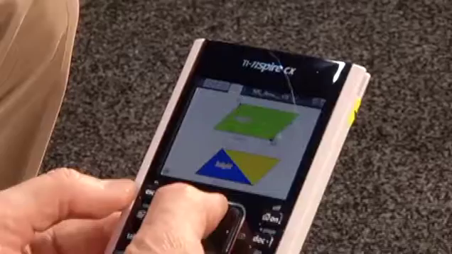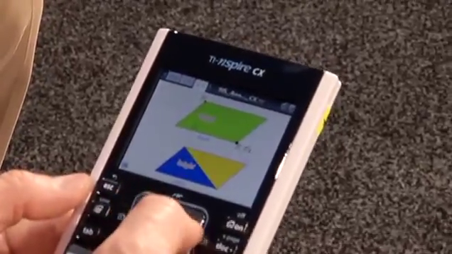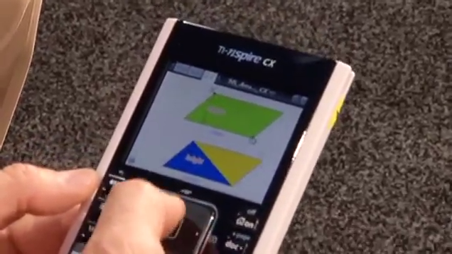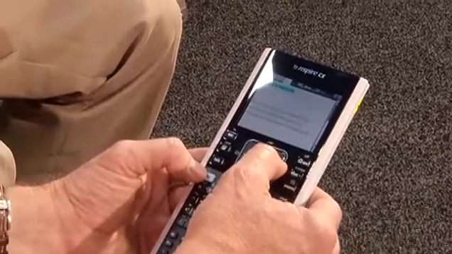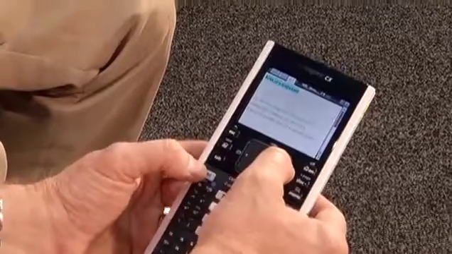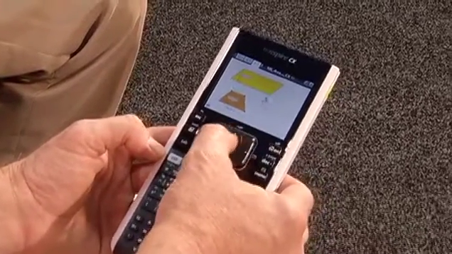I can even grab this point B right here on this parallelogram and pull it, and notice that it works no matter how big the base is. Finally, we have area of a trapezoid, and here we have a parallelogram and a trapezoid.